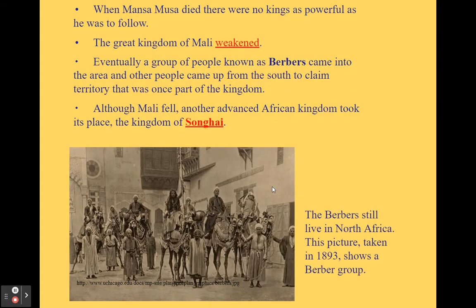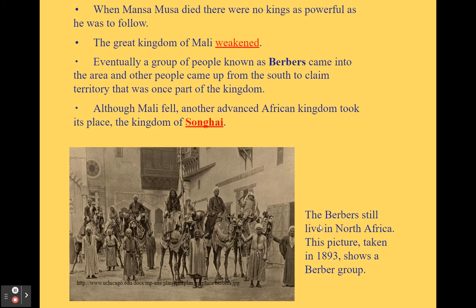The problem is Mansa Musa is not going to live forever. And when he dies, there wasn't any king as powerful as him to follow. Once you lose your best leader, you're going to become more and more weak. So eventually, a group of people known as Berbers, not Gerbers like Gerber baby, this is the Berber. The Berbers came into the area, and other people came up from the south to claim parts of the Mali Empire. But even though Mali fell, the Songhai Kingdom or the Songhai Empire actually takes its place.